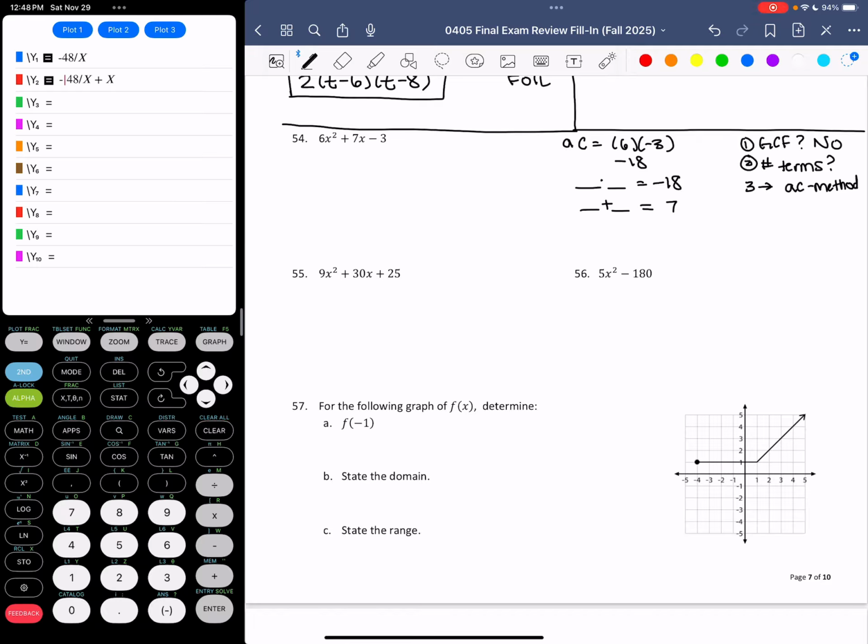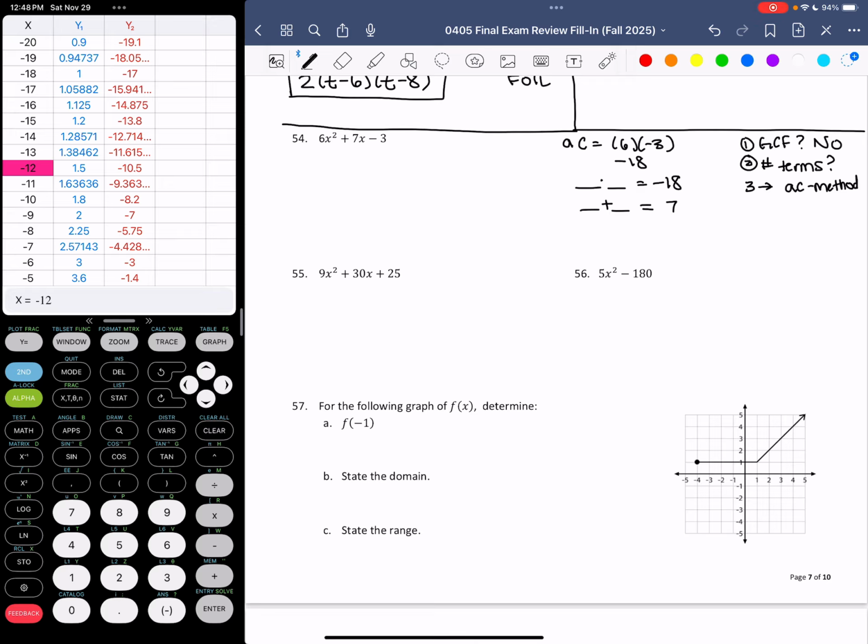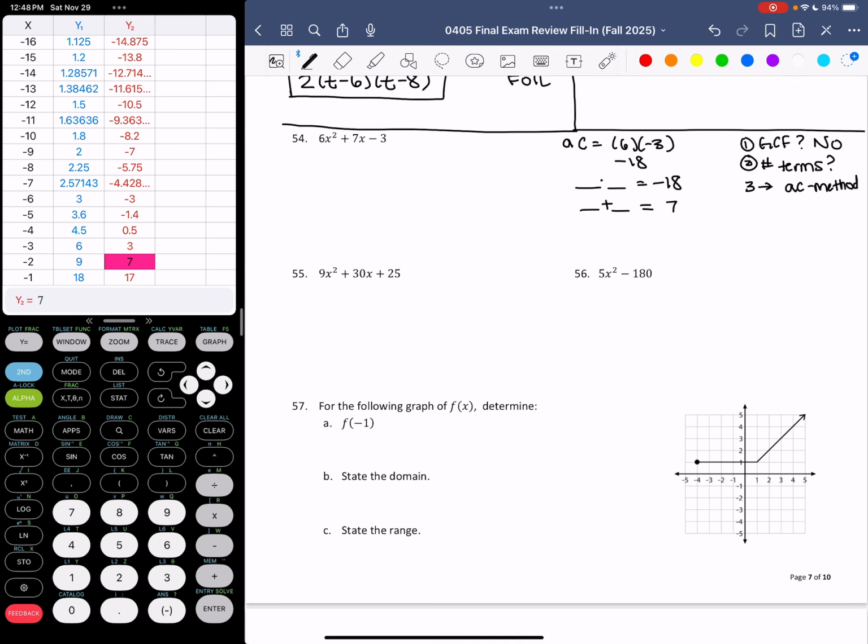If you go to your y equals, you can do this all by hand, of course, but enter -18 divided by x, then go here, -18 divided by x plus x. And then go to your table. You're looking for +7. So I see -7. I'm going to just keep going. There's +7. Okay, so -2 and +9. Okay, so what we have is this relationship.